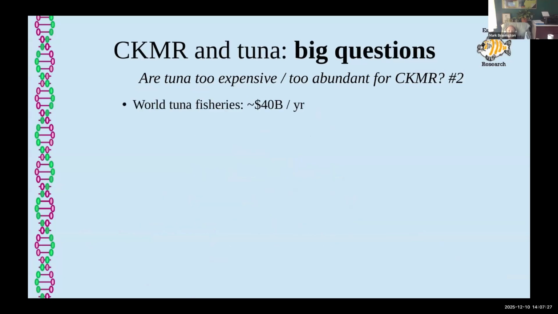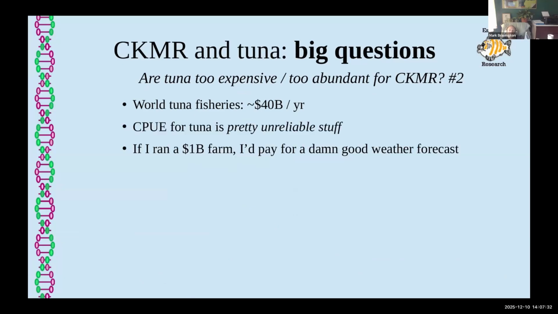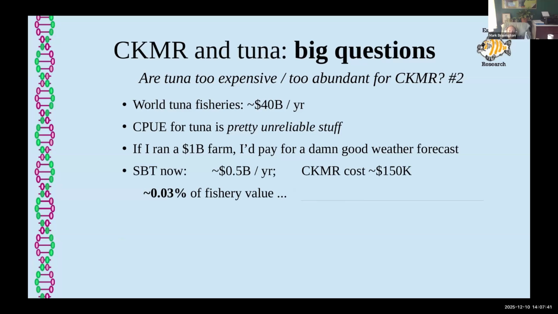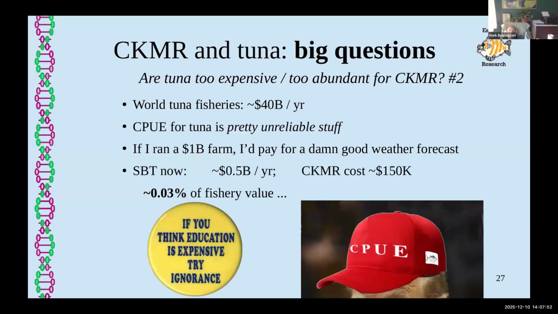The other context is world tuna fisheries are worth about 40 billion a year, apparently. They're being run largely off CPUE, which is pretty unreliable stuff for tuna. It's worth having good information. And as Rich said, the ongoing cost of southern bluefin tuna close kin is currently, I think it's something like 0.03% of fishery value. So I think those pictures kind of speak for themselves, but I'll let them speak to you for a few seconds.